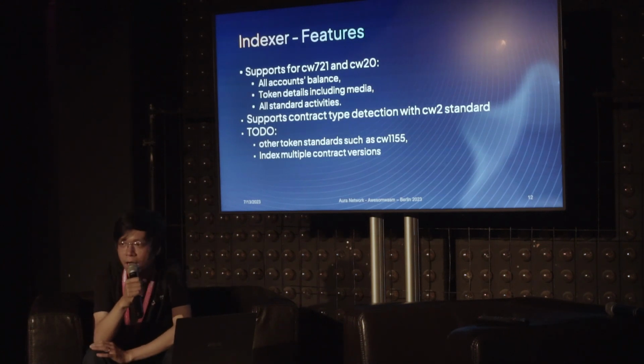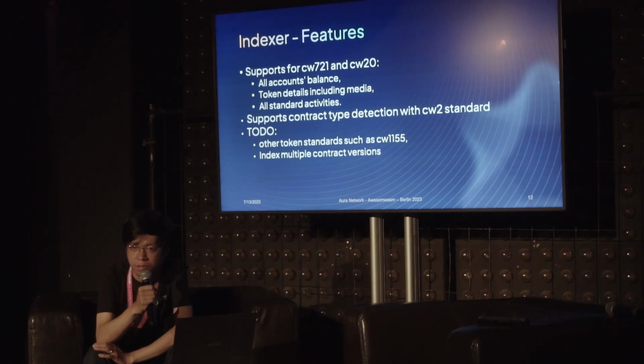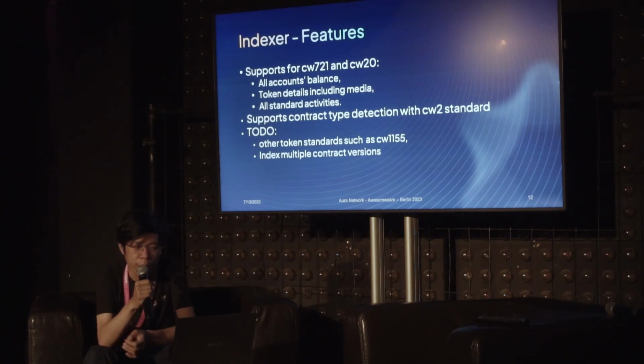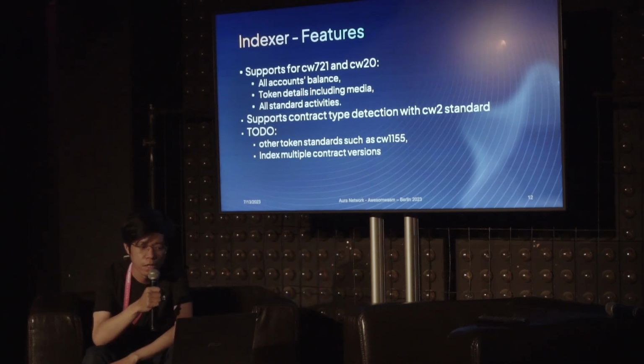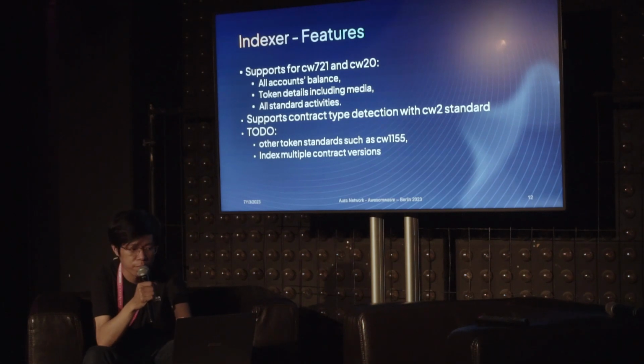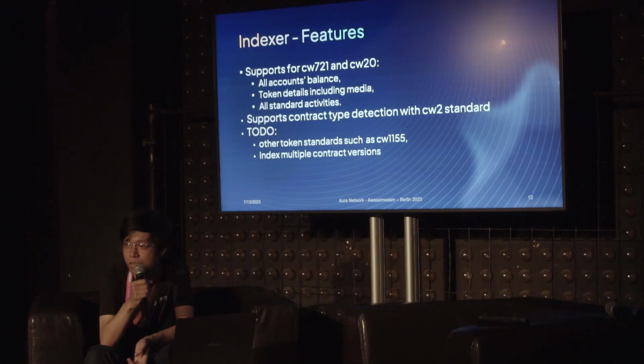Then we also support other standard contracts such as CW2, which gives information about a contract like its name and version. We have plans to support more, such as CW1155 or so. Then another issue is multiple contract versions. For example, when you upgrade to a new CW721 version, the events would change. So we also support that.